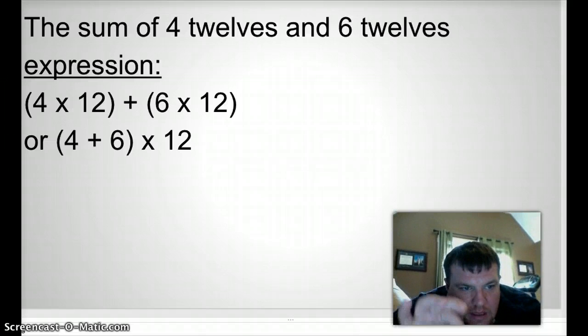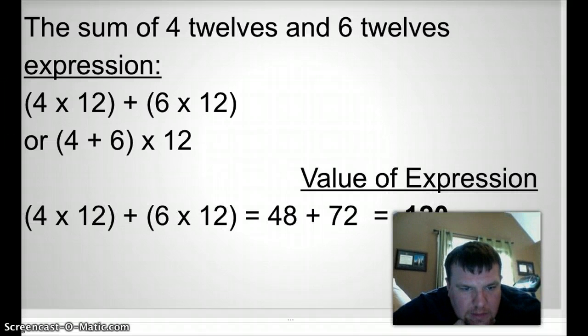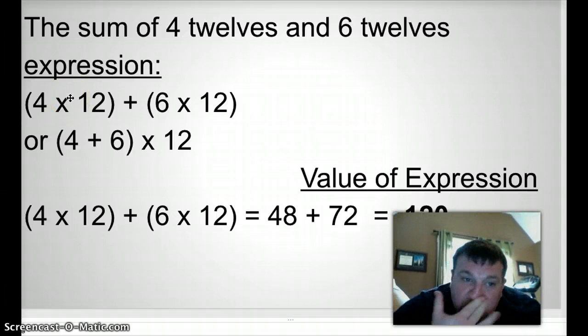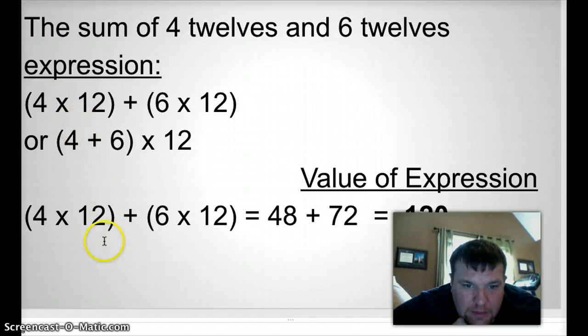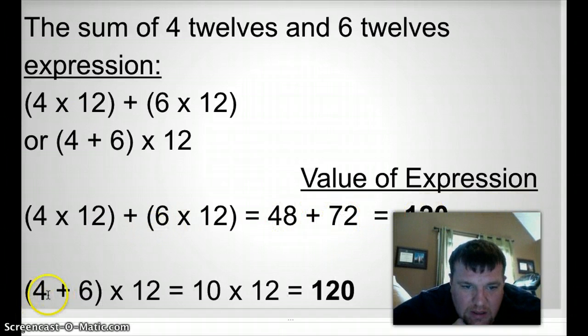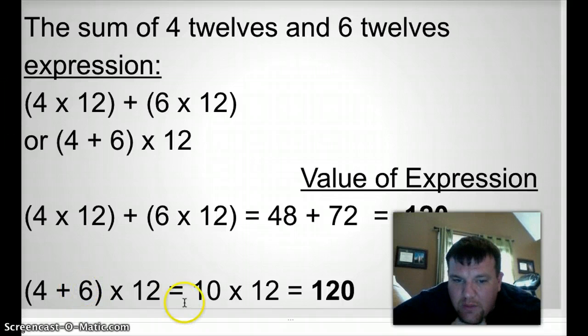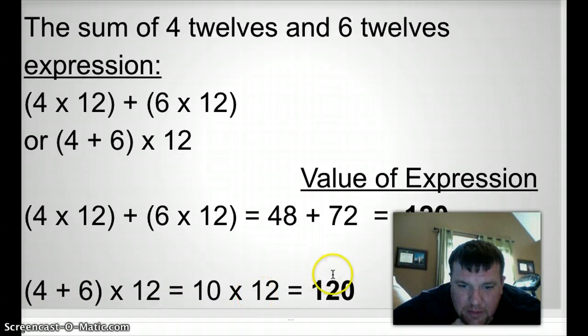You should have gotten this right here. From this first one, you have 4 times 12 equals 48, plus 6 times 12, which equals 72. Add those right together, you get 120. The second one, 4 plus 6 times 12, is the same as 6 plus 4, which equals 10. So 10 times 12 is 120. Either way, you get the same value.